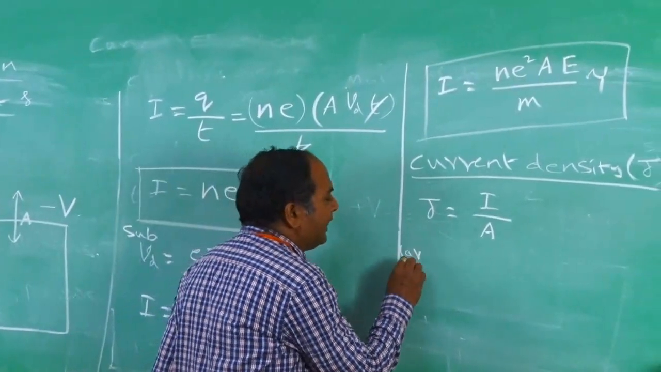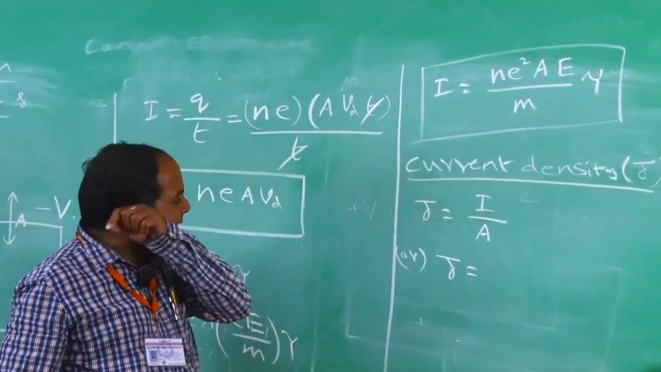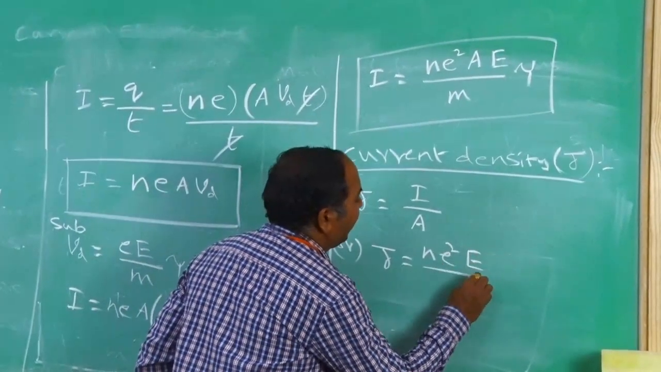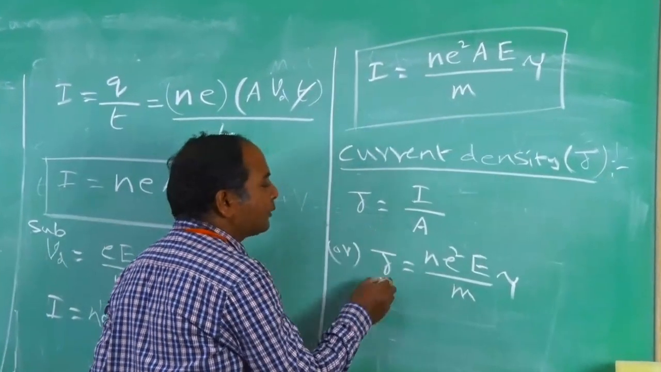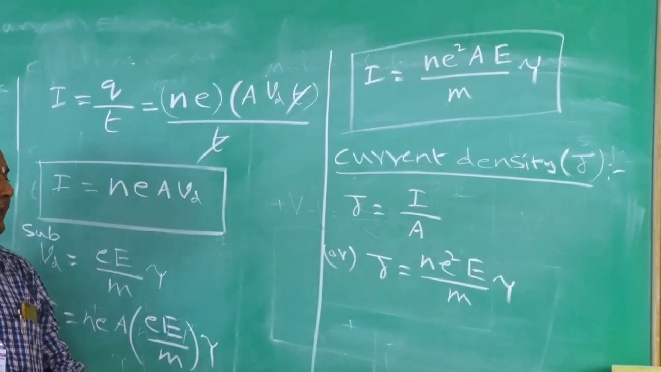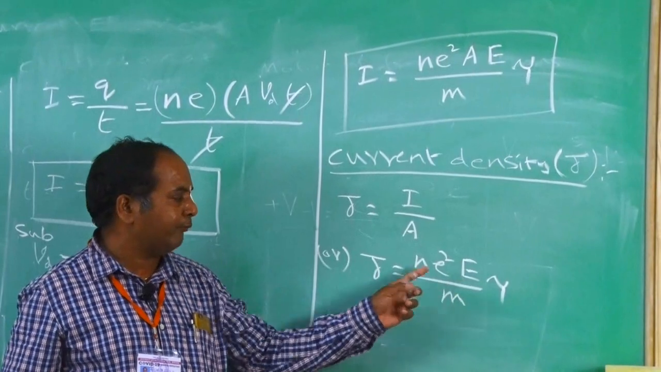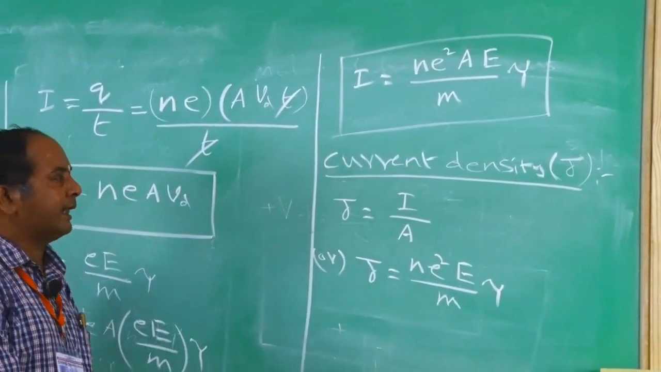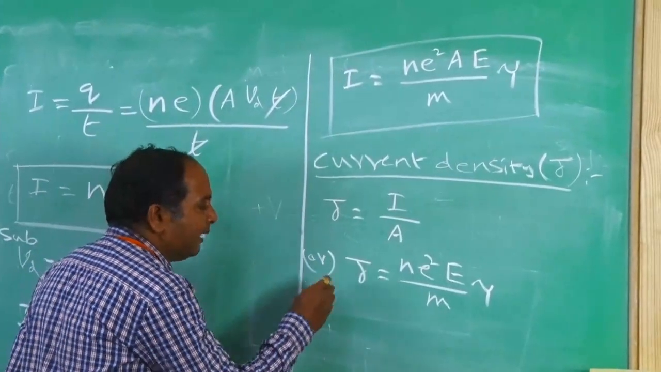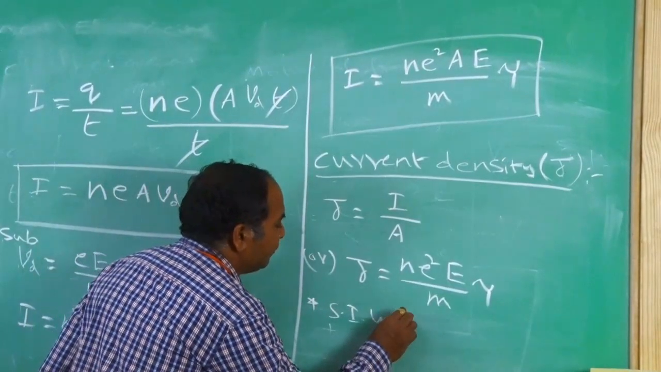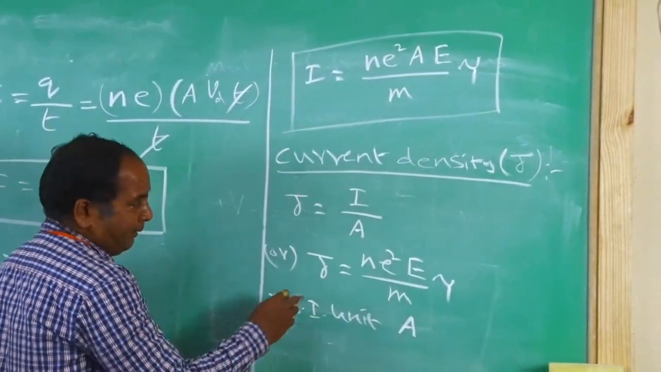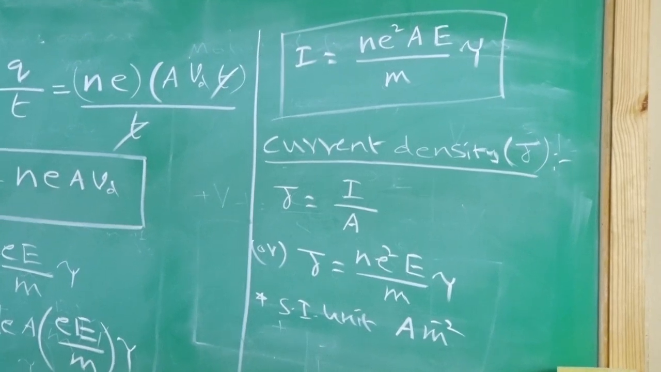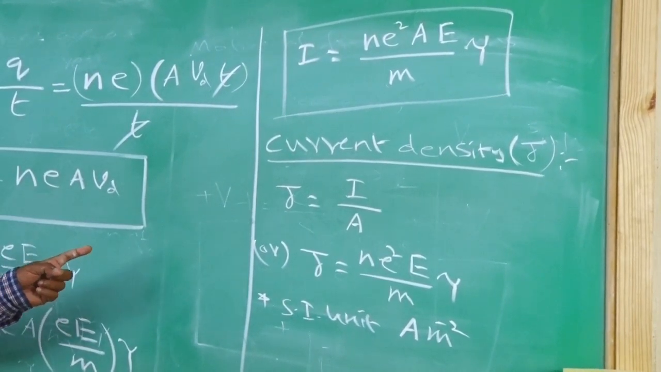Now this may be written as J is equal to I by A. If A is brought in, what remains is J is equal to N e square E by m into tau. This is also the expression for current density in terms of electric field. So this is about current density. Its SI unit is electric current in ampere per unit area in meter square, so ampere per meter square.